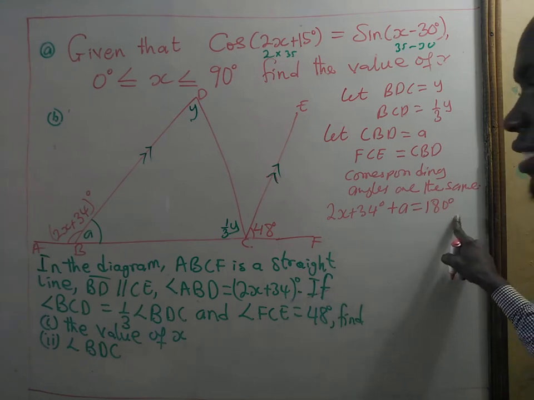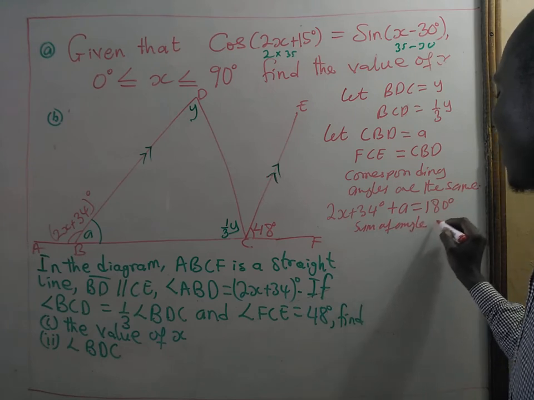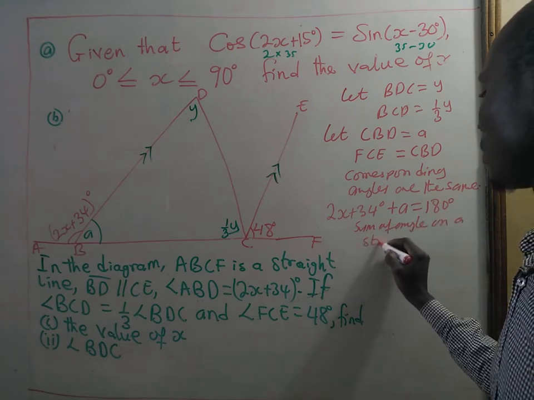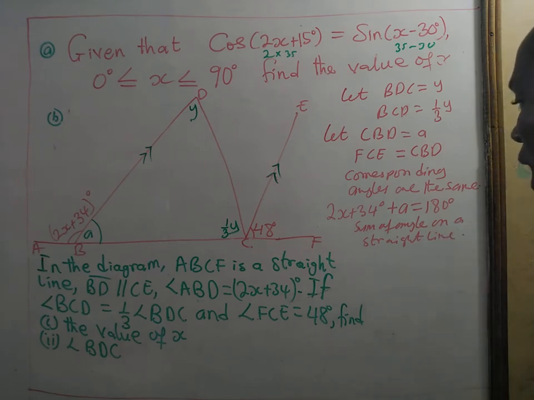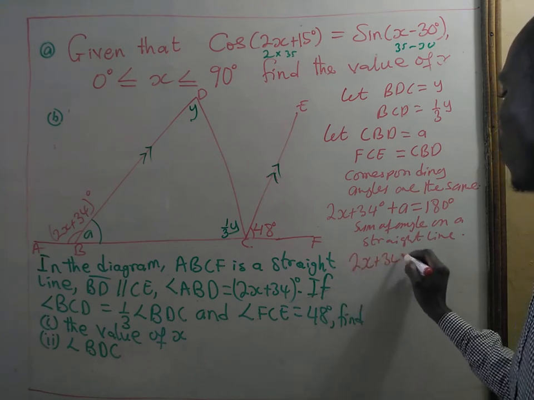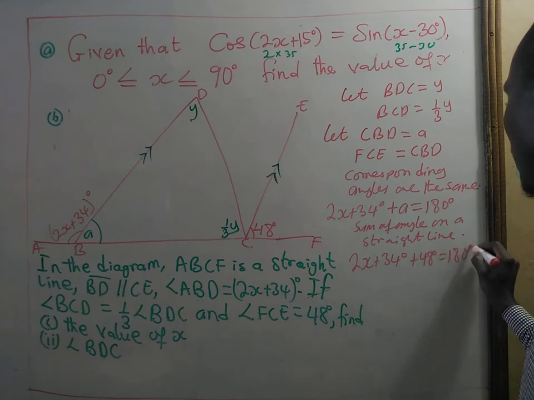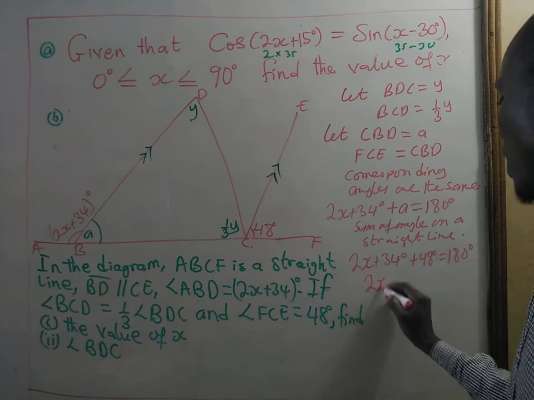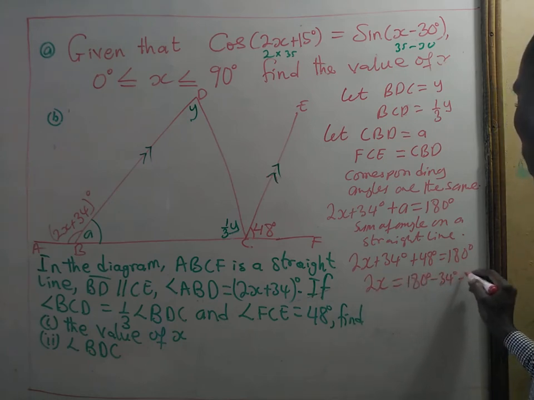Then what property is this? That is sum of angles on a straight line. That is great. So what is A? A is 48. So I have 2x plus 34 degrees plus 48 degrees equal to 180 degrees. I have 2x equal to 180 degrees minus 34 degrees minus 48 degrees.